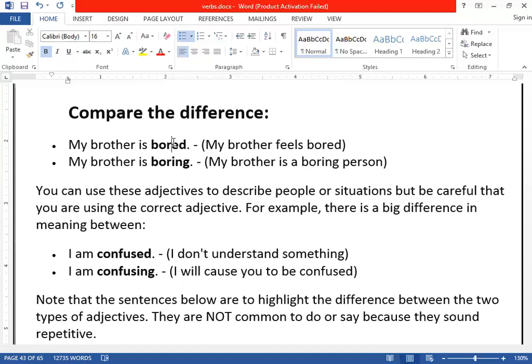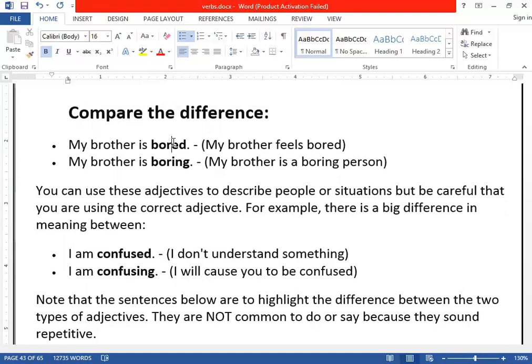I told you about it in the definition of present participles. It describes the characteristic of a person, thing, or situation. So if I say my brother is boring, it talks about the characteristic of that person, that he has a boring personality. If you say my brother is bored, it means he feels bored. He is not boring, but now he is feeling bored.